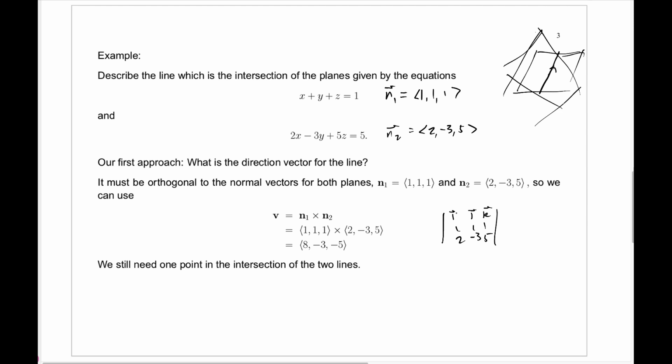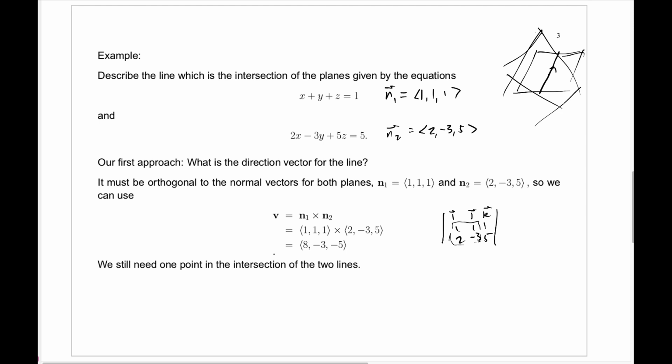That's just the first component, namely the multiple of i, is 1 times 5 minus negative 3 times 1. That would be 5 minus negative 3, which is 8. The second entry is negative 1 times 5 minus 2 times 1. That would be negative 1 times 3, or negative 3. The third component would be the determinant of this 2 by 2 matrix, which is negative 3 minus 2, which is negative 5. So now we have the direction vector for our line.